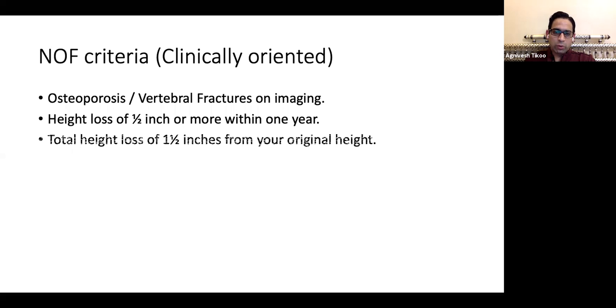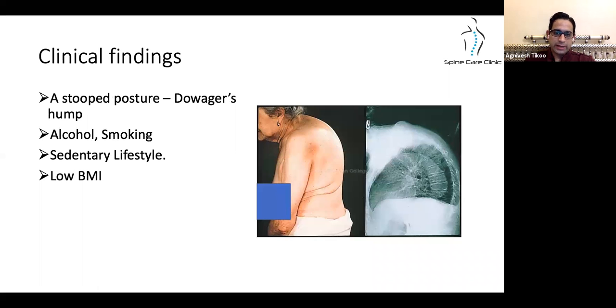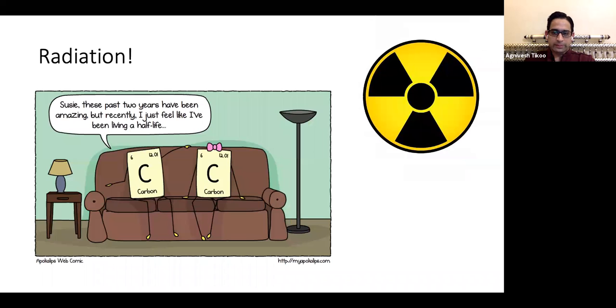Height loss of half an inch or more within a year, or height loss of 1.5 inches from the original height, then you should get a bone density done. And this hump is what we call a Dowager's hump. So if in your OPD you get a patient who has a Dowager's hump, has been smoking or drinking alcohol in high quantity, a sedentary lifestyle, low body mass index, which means lean and thin patients are more vulnerable to suffer from osteoporosis, please think of osteoporosis and get a bone density done.